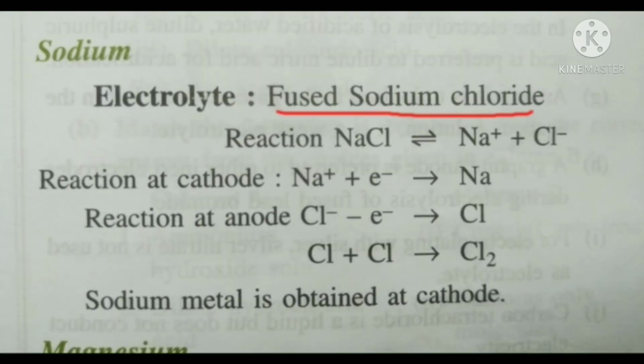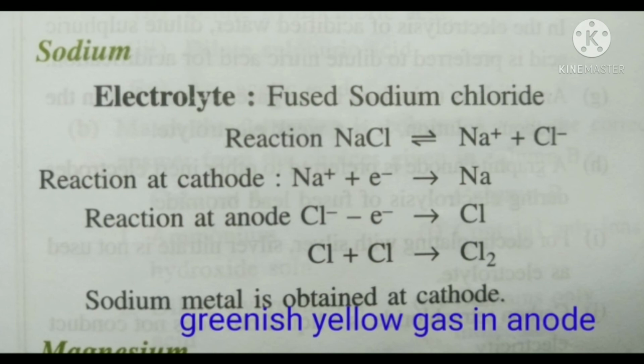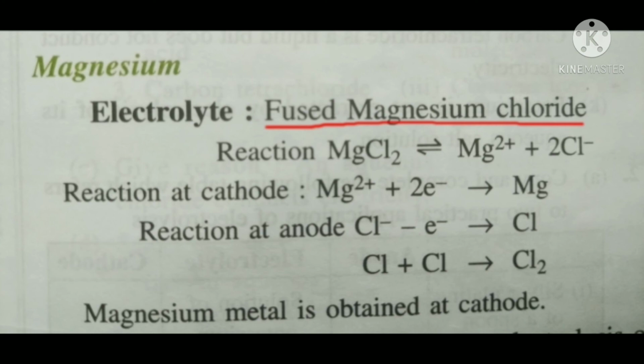Then fused sodium chloride. Here also 2 ions, Na+ and Cl- ions. Na+ will move towards the cathode and there it will be deposited. Cl- will move towards the anode and there it will form a gas. The color of chlorine gas is greenish yellow. This is the observation.